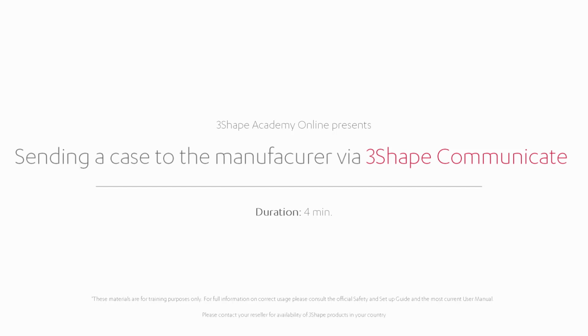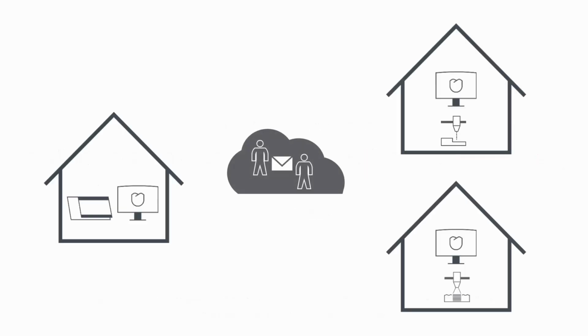Watching this video, you will learn how to connect your lab to a manufacturing center and send orders via 3Shape Communicate. Connection to a manufacturer gives you the opportunity to send out your designs to manufacturing centers of choice. You can still scan, design, and produce your orders.